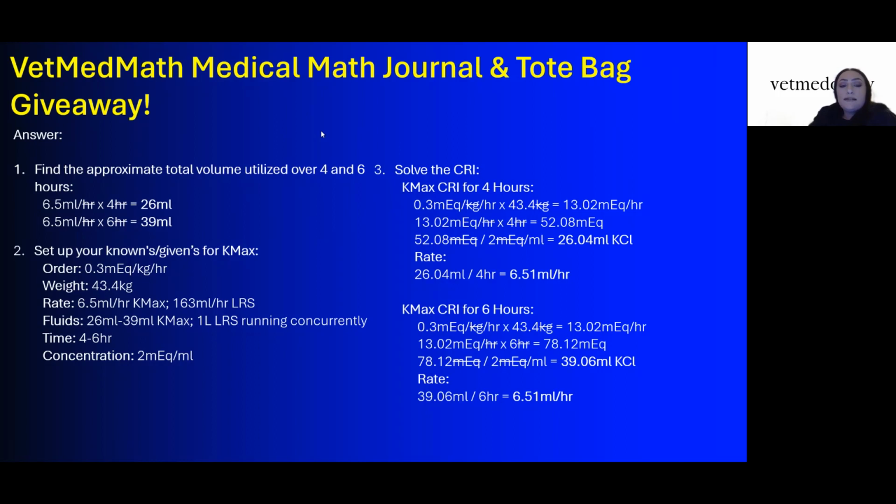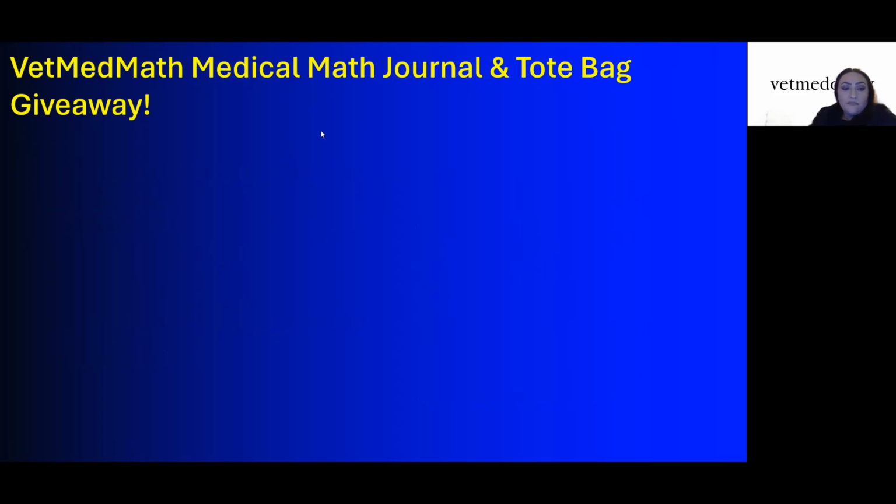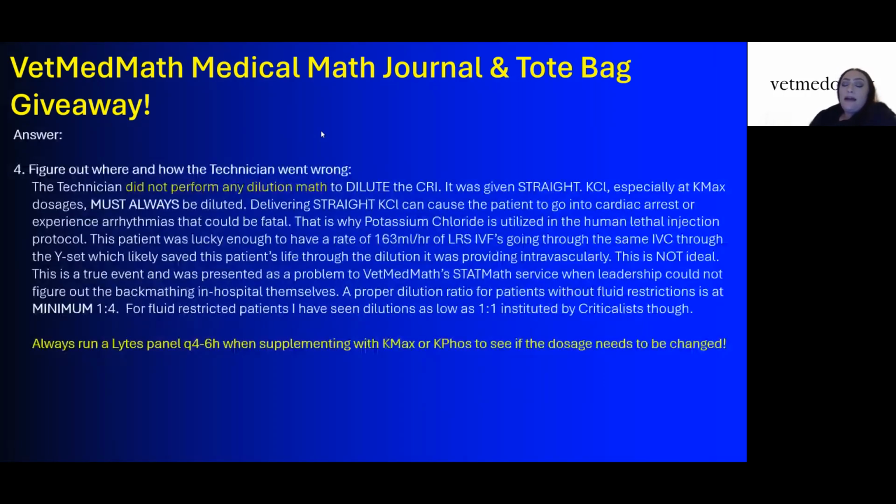So how did she mess this up? What is messed up about this CRI? The technician did not perform any dilution math to dilute the CRI. It was given straight as straight KCl. KCl, especially at Kmax dosages, must always be diluted. Delivering straight KCl can cause the patient to go into cardiac arrest or experience arrhythmias that could be fatal.